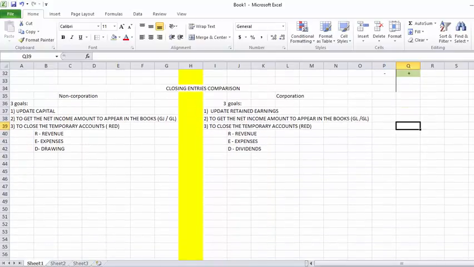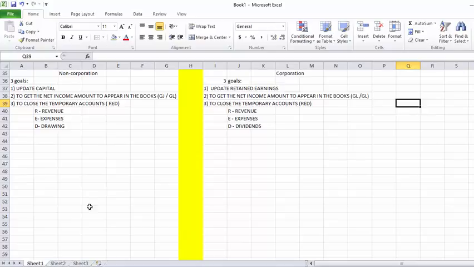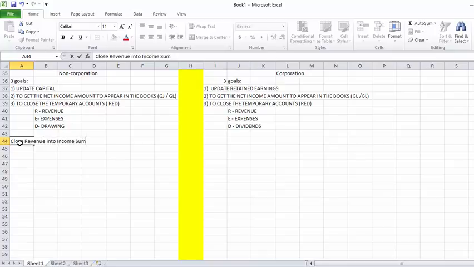Now that we've established the goals, let's go ahead and do this. So the first closing entry is to close our revenue account into income summary. The first two closing entries are actually identical under the two systems. So remember, revenue carries a credit balance. It's a liquor account. So in order to close it, we've got to debit it.